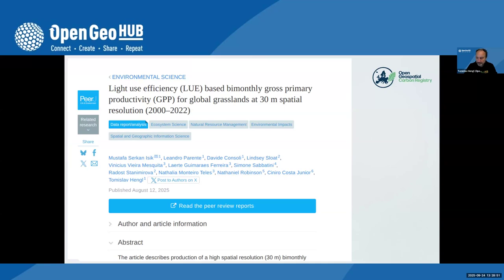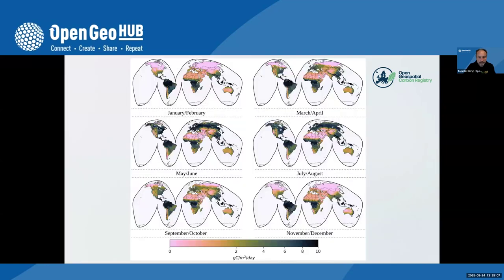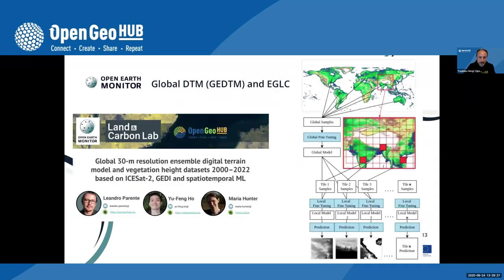Once we had these Landsat bands, several products came out of that. One of them is the bi-monthly GPP. There's a publication you can read about it. It looks something like this. For different bi-months, so 6 images per year, you can zoom in at 30 meters and see the estimate of gross primary productivity in grams of carbon per square meter per day. We're quite proud of that, and this data is also publicly available.